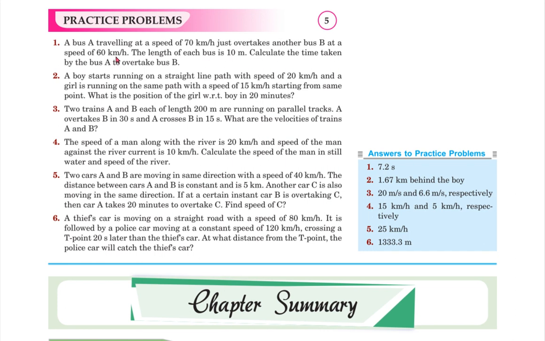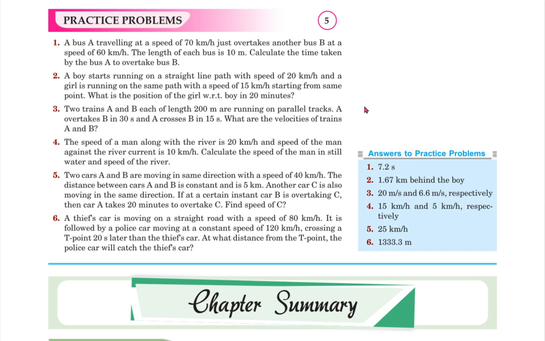Bus A traveling at a speed of 70 kilometer per hour overtakes another bus B at a speed of 60 kilometer per hour. The length of each bus is 10 meter. Calculate the time taken by A and B to overtake. They are moving in the same direction. Same direction, we have to subtract the speeds. Opposite direction, add the speeds.